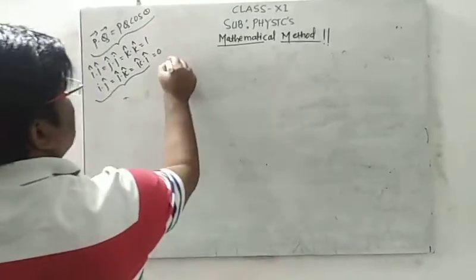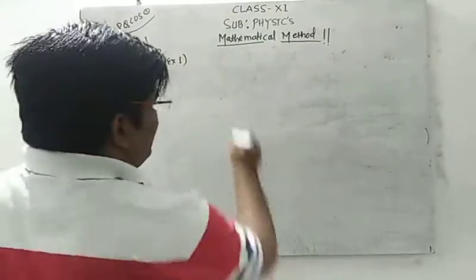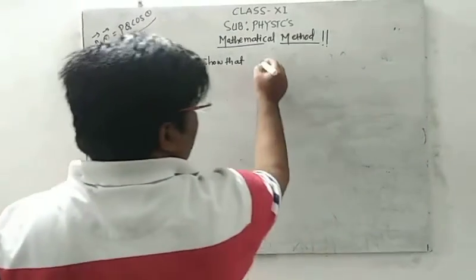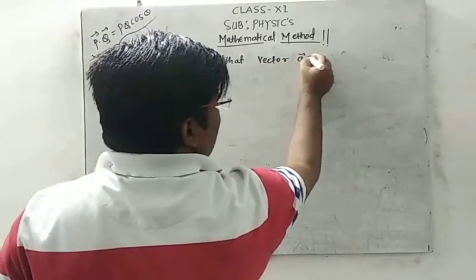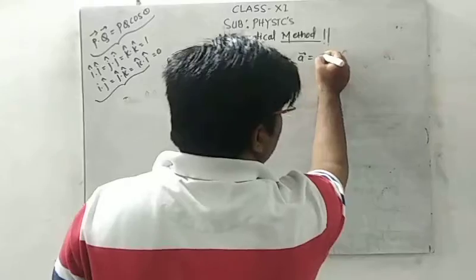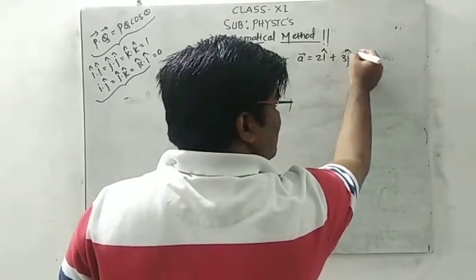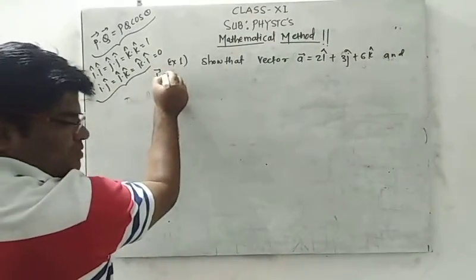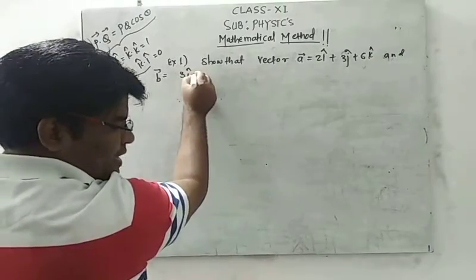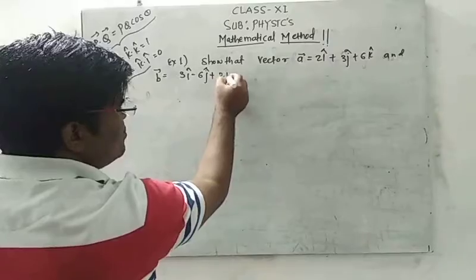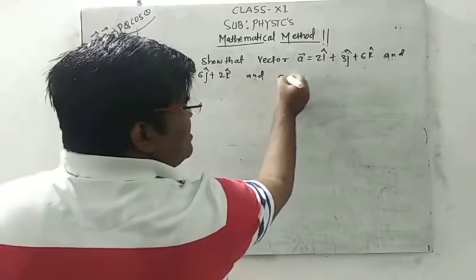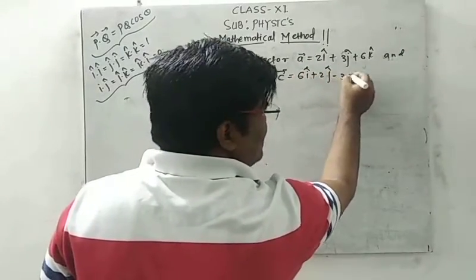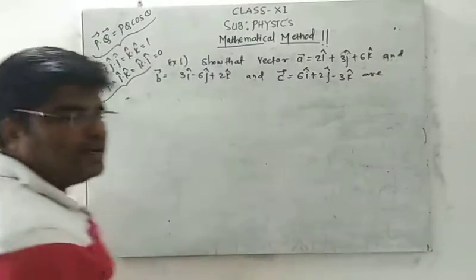So example 1, show that vector a bar is equal to 2i cap plus 3j cap plus 6k cap, and b bar is equal to 3i cap minus 6j cap plus 2k cap, and c bar is equal to 6i cap plus 2j cap minus 3k cap are mutually perpendicular to each other.